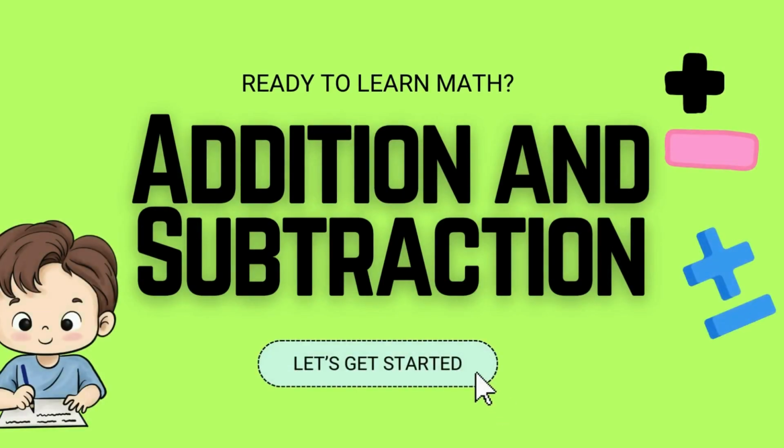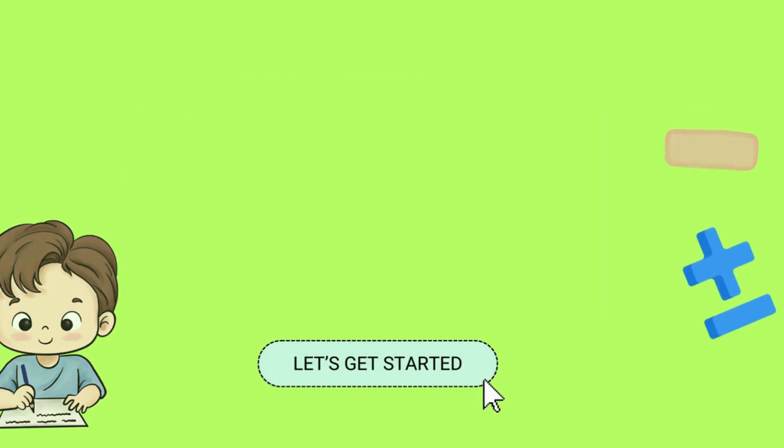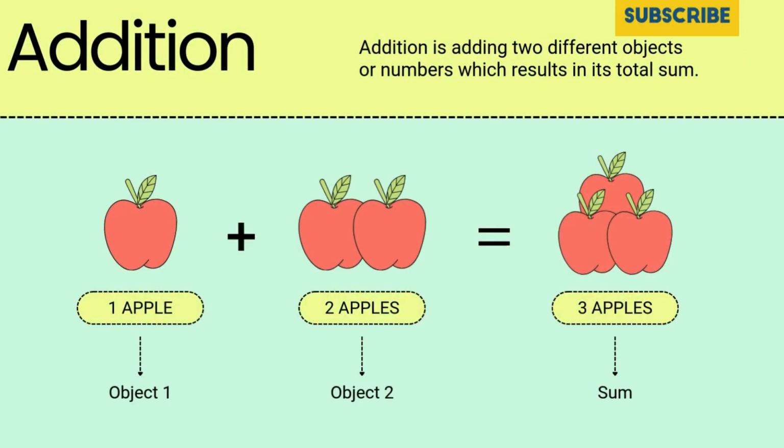Ready to learn math? Okay, let's learn addition and subtraction. So, addition is adding two different objects or numbers, which results in their total sum.